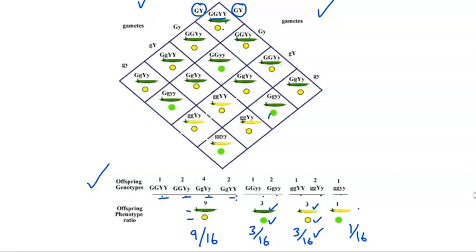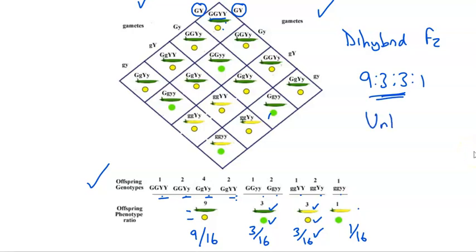And so this gives us the ratio of 9 to 3 to 3 to 1. And this is famously known as the dihybrid F2 ratio, which tells us with such a ratio like this, it implies that we had 2 heterozygous parents which are crossed to give these ratios. And this is often a key feature in solving IB biology higher level genetics questions for unlinked genes.